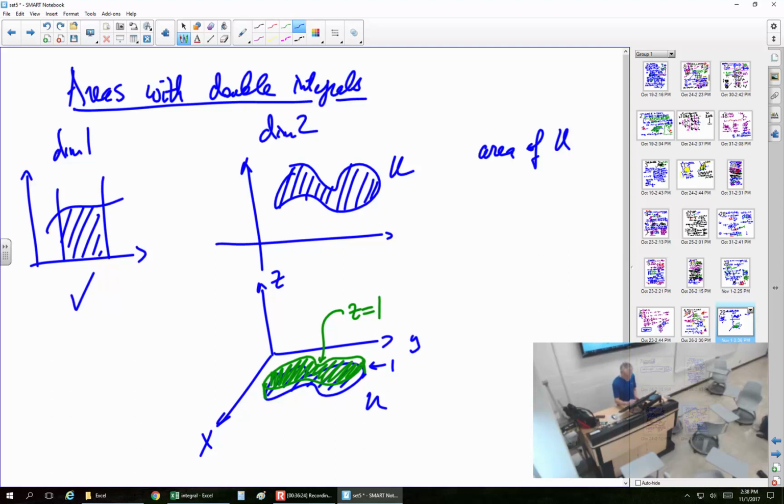So the area is, that's the way we sometimes write it, the area of U is the double integral of 1 dA over U. Okay.